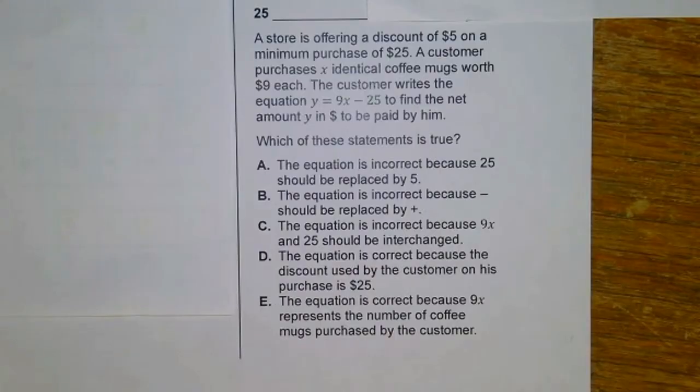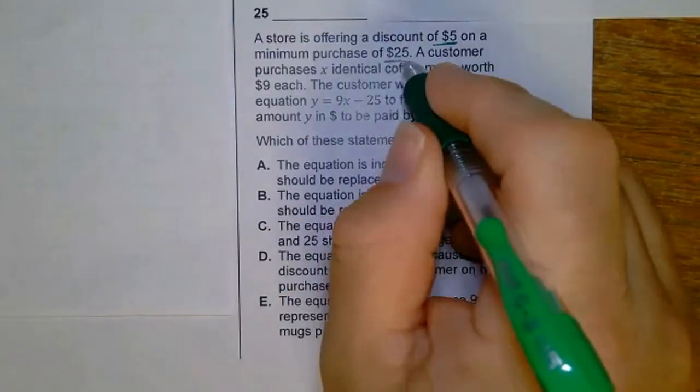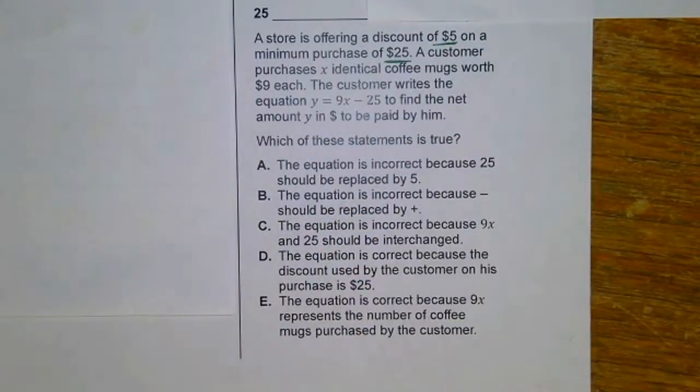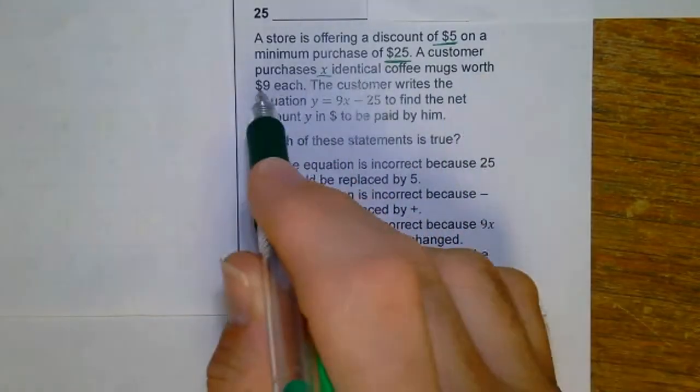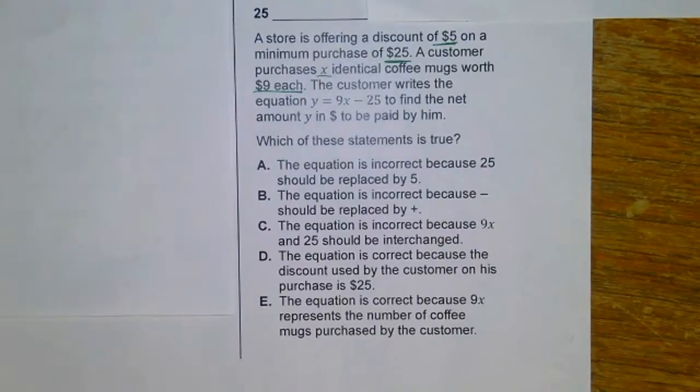Question 25. 25 to me is more of a word question here, and we're going to read it. The store is offering a discount of $5 on a minimum purchase of 25. We're going to have to pay attention to that idea. A customer purchases X identical coffee mugs that are $9 each.